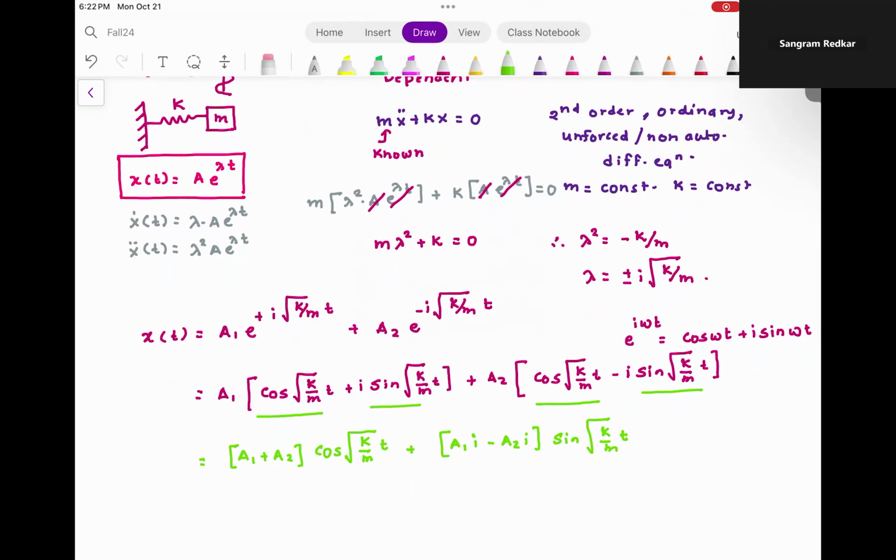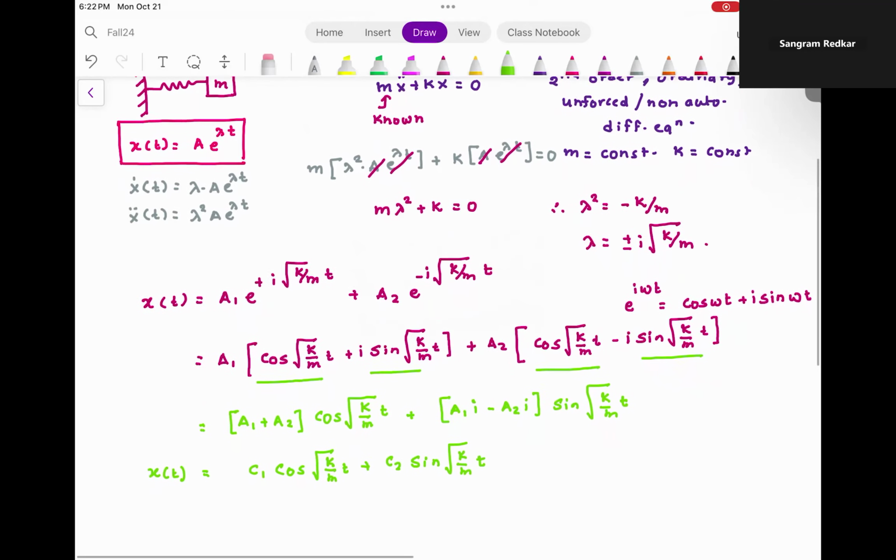Now, please understand, a1 is a constant. Constant plus constant is a constant. i is a constant. a1 is a constant. a2 is a constant. So I can rewrite this as something like C1 cosine square root of k by m t plus C2 sine square root of k by m t. And this is the solution of the differential equation.